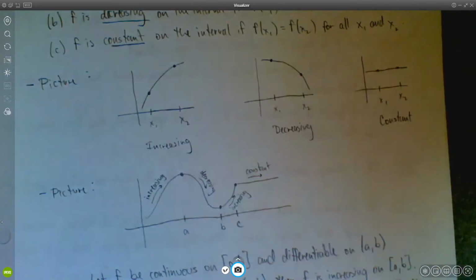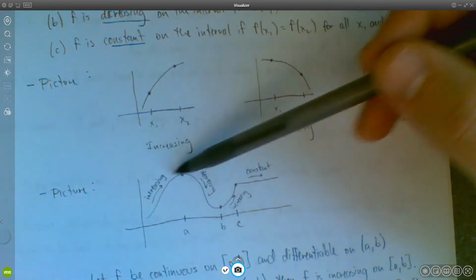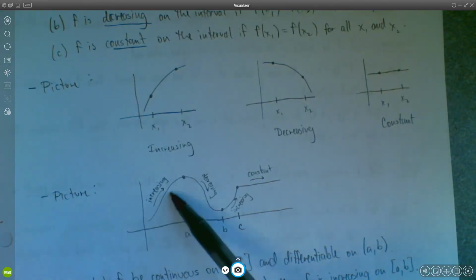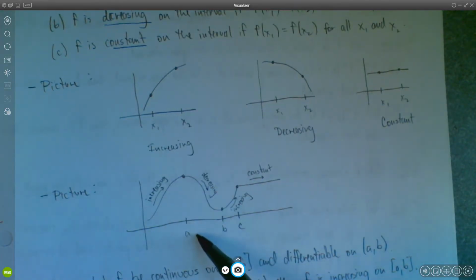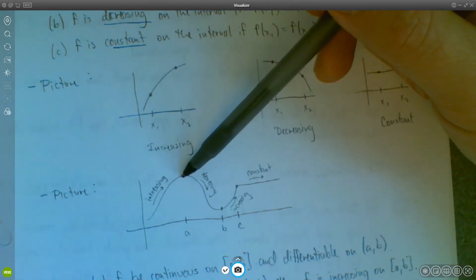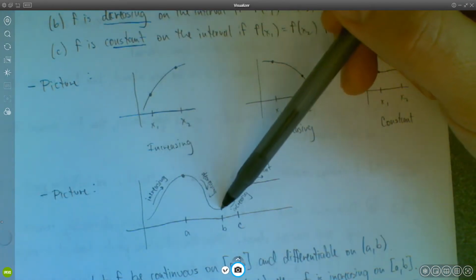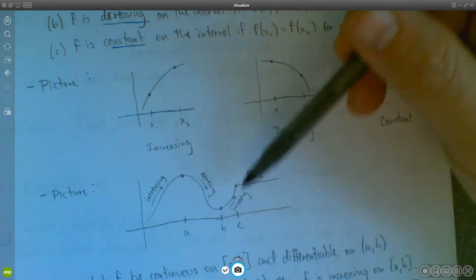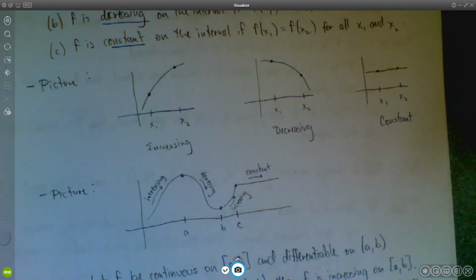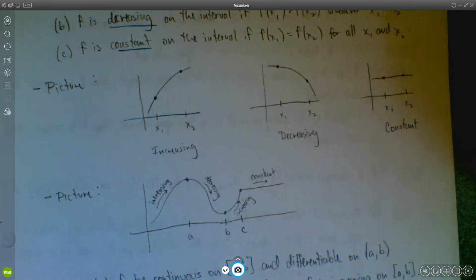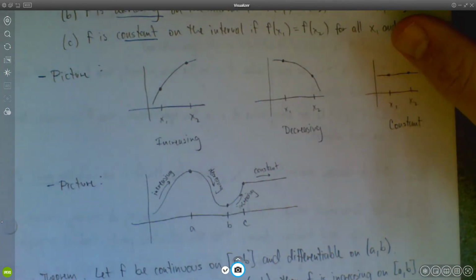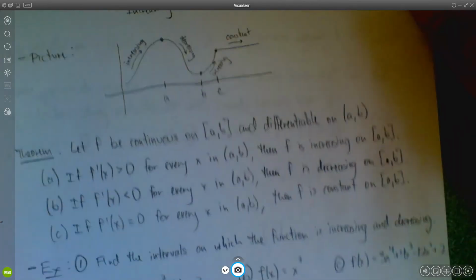Here's another picture of this. Let's say that you had this kind of crazy looking function. This function would be increasing from here until we reach point A, and then it would be decreasing from point A to point B, and then it would be increasing again from point B to point C, and from C on it looks like it's constant. So that's what we mean when we say increasing, decreasing, constant functions.